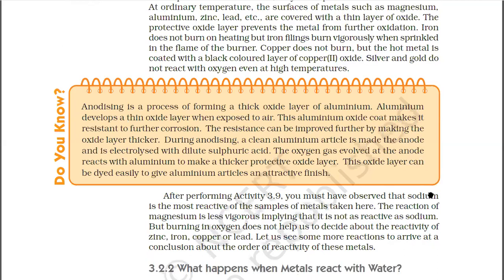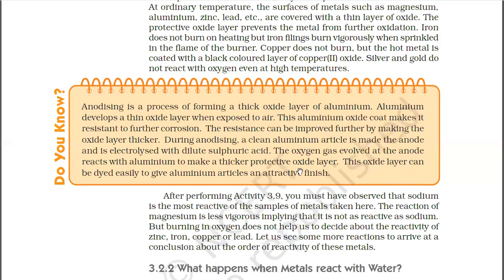During anodizing, a clean aluminum article is made the anode and is electrolyzed with dilute sulfuric acid. The oxygen gas evolved at the anode reacts with aluminium to form a thicker protective oxide layer. This oxide layer can be dyed easily to give aluminum articles an attractive finish.